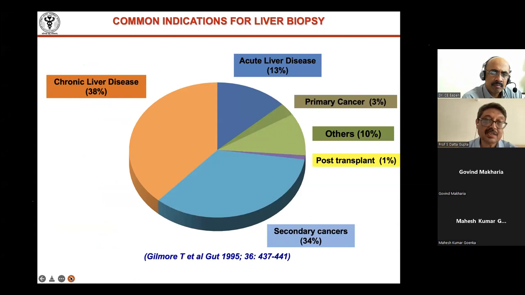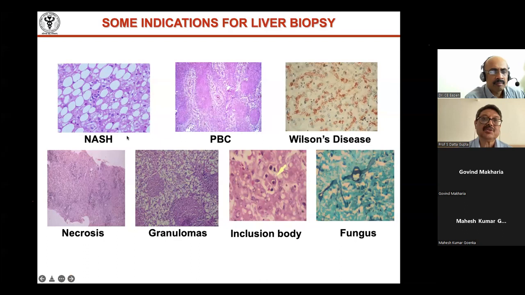The majority of the biopsies are done nowadays for cancers, malignancies, and some chronic liver diseases. Very few indications are remaining for acute liver disease. For some of the metabolic liver disease, you still have to do, and in certain specific post-transplant settings. So some of the common diseases that we do for are NASH, PBC, Wilson's disease, certain PUOs, like when you find a CMV or a fungal infection, a tuberculosis, and of course some other diseases. We'll come to that later.